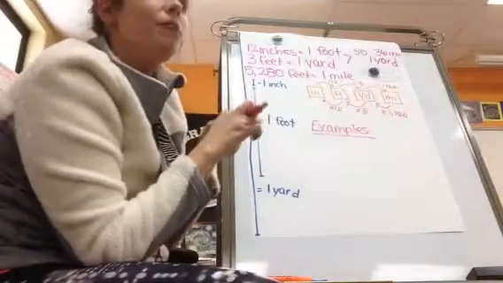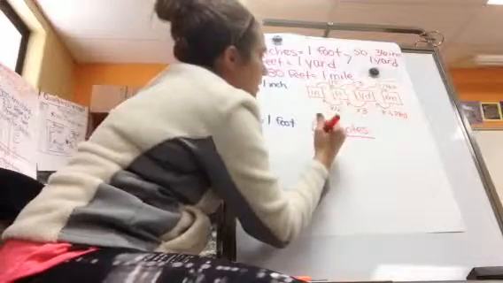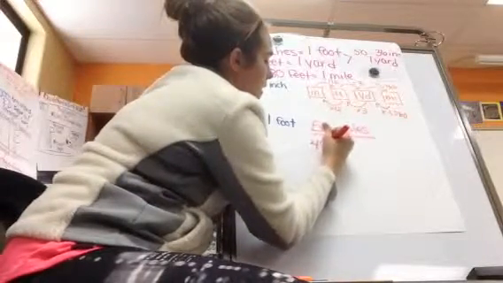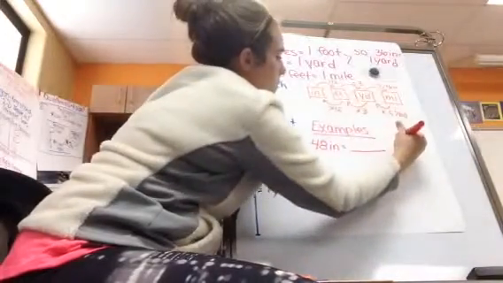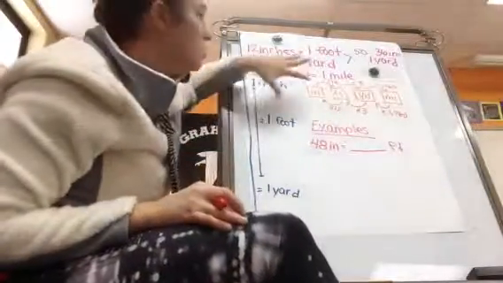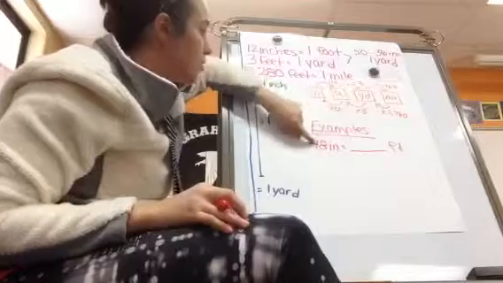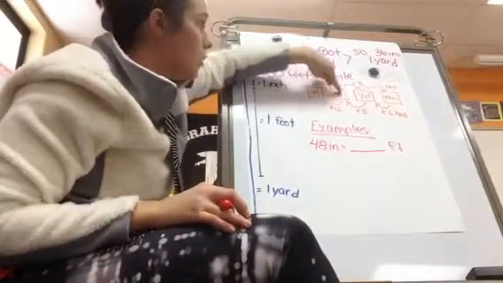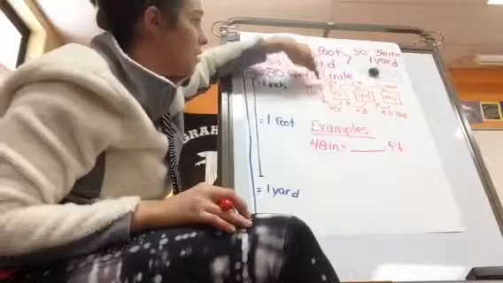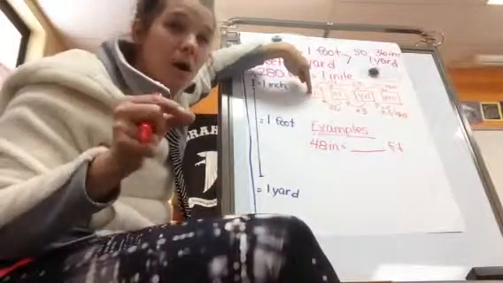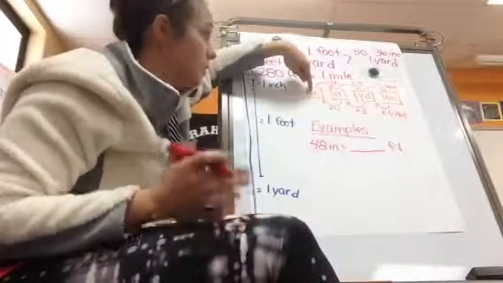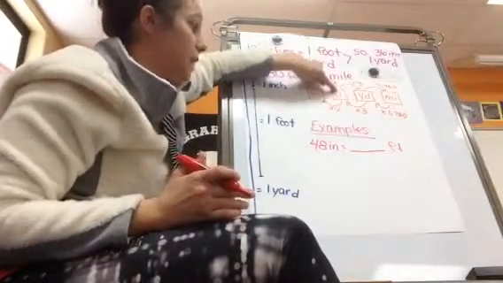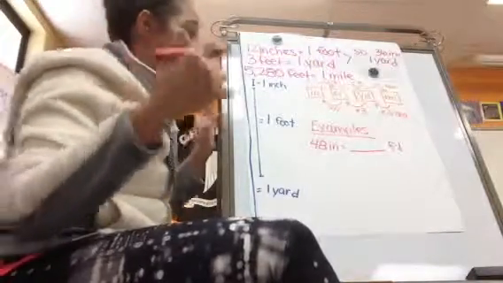Let's say the problem says I have 48 inches equals how many feet? 48 inches equals how many feet? So I could picture this chart. I'm starting with inches, and I'm going to feet. So I'm looking at this top arrow. Inches are really small. Feet are a lot bigger. So it's not going to take as many feet as it will inches. So I have to divide by 12. So in my head, I'm going to divide by 12.